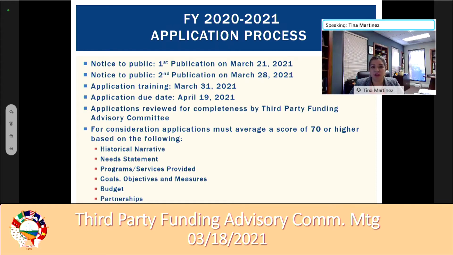Part of what is going to be required of everyone is to review these applications, and to consider an application, they should have a score of 70 or higher. The criteria for that would be historical narrative, a needs assessment, the services and programs they're providing, goals, objectives, and measures, budget, and their partnerships. Those are all the scoring criteria that will have different weights from 20 to 15 points.